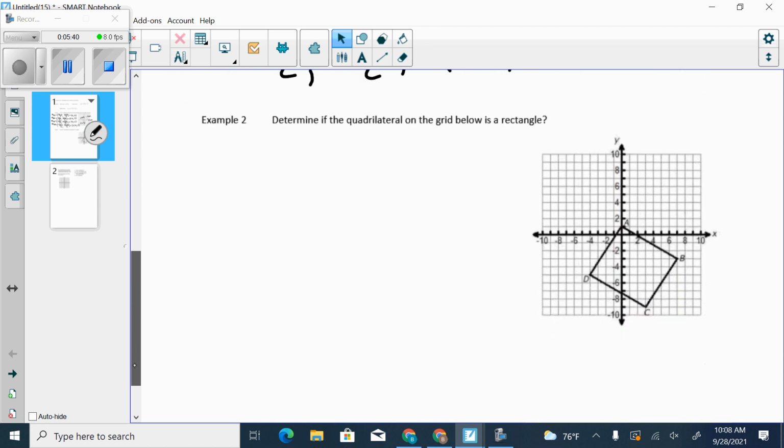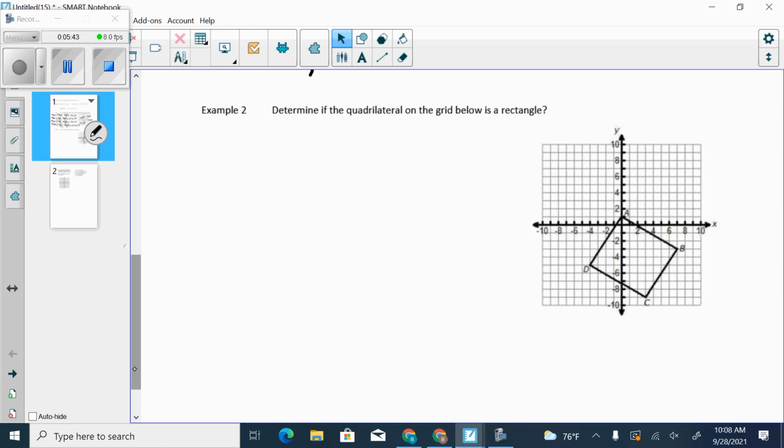Example 2 says to determine if the quadrilateral on this grid below is a rectangle. So this one's going to require a couple things. First, we've got to think, what do we know about the sides in a rectangle? The two on the ends are equal, and the two on top and bottom. So opposite sides are going to have to be equal if this is a rectangle. So opposite sides are congruent.